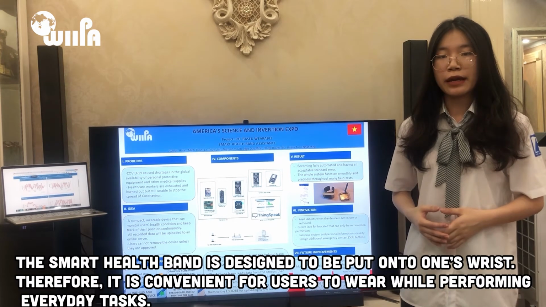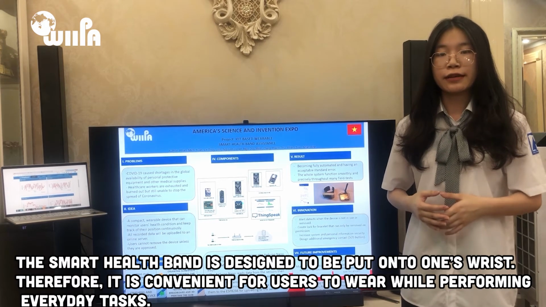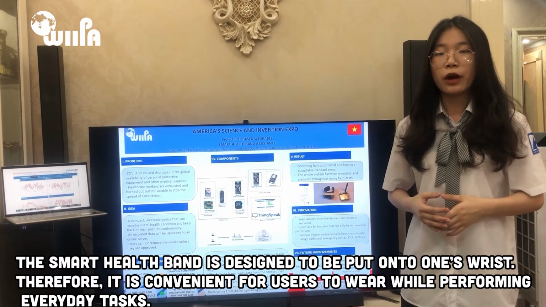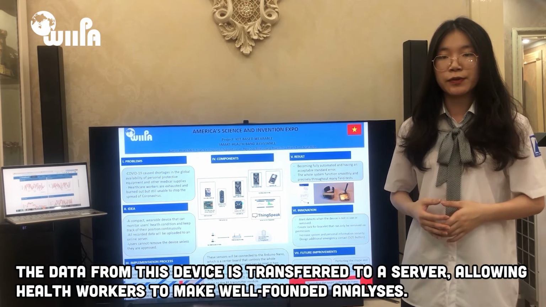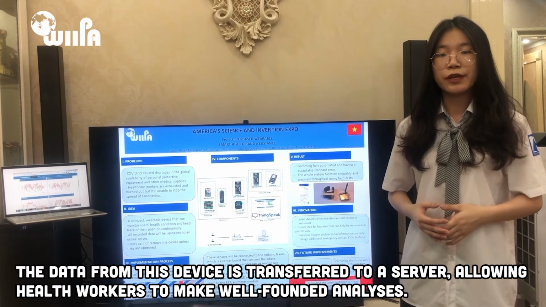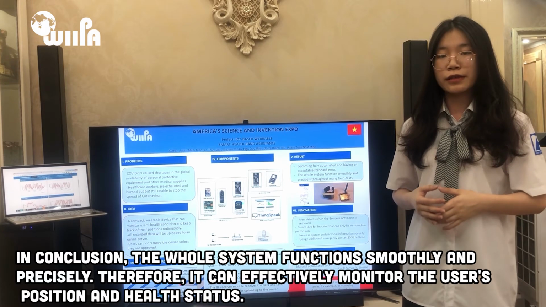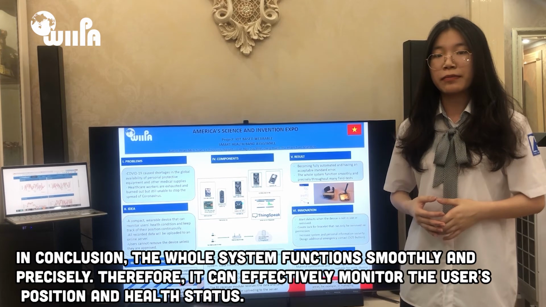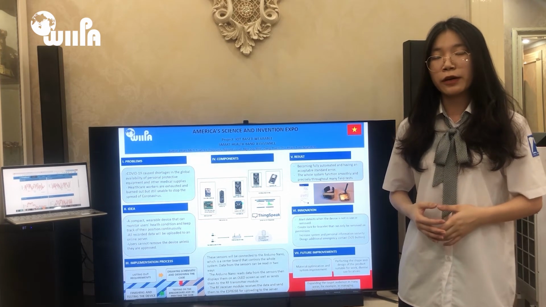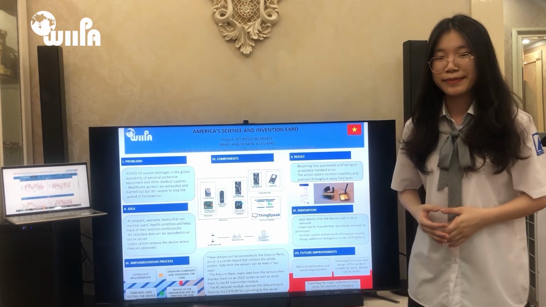The Smart Health Band is designed to be put onto one's wrist. Therefore, it is convenient for the user to wear while performing everyday tasks. The data from this device is transferred to a server, allowing health workers to make well-founded analysis. In conclusion, the whole system functions smoothly and precisely. Therefore, it can effectively monitor the user's position and health status. In the following part of this presentation, Duy Minh will address the innovation of this device.